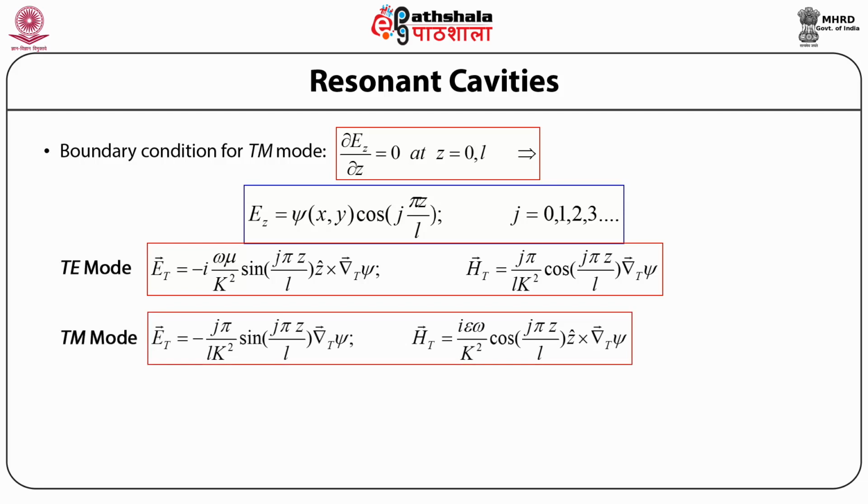For the transverse magnetic mode, we get the transverse component of the electric field as given by minus jπ by L K squared times sine of jπz/L times the transverse component of the del operator acting on the wave function psi, and the transverse component of the magnetic field vector H transverse is equal to iεω by K squared times cos of jπz/L times the unit vector z cross product with the transverse component of the del operator acting on the wave function psi.